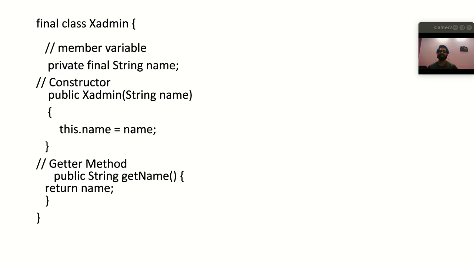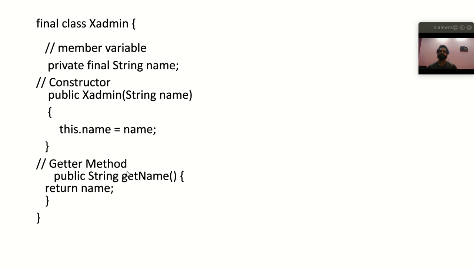So here I have shown you one example of a custom immutable class. You can see here the class xadmin. It is marked as final so that it cannot be extended or inherited further. And this is the member variable, private final String name. Here I have marked the member variable name with the final keyword and also as private, so that from outside it cannot be accessed, and also final so that it cannot be changed once initialized. And also here you can see I'm using a constructor to initialize this final variable, right?